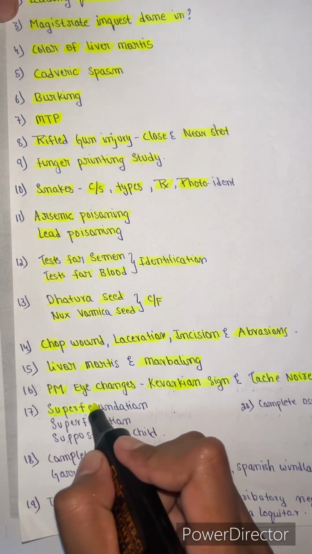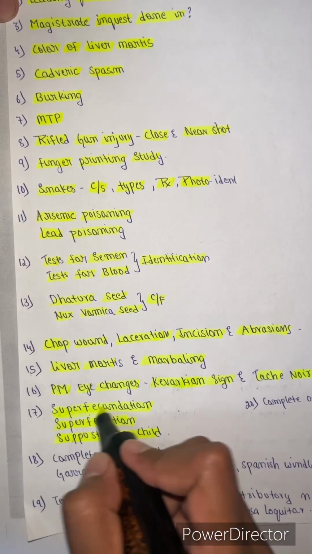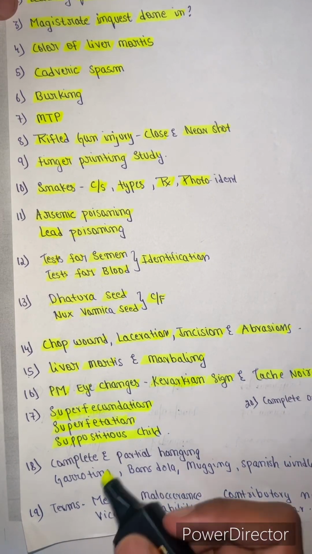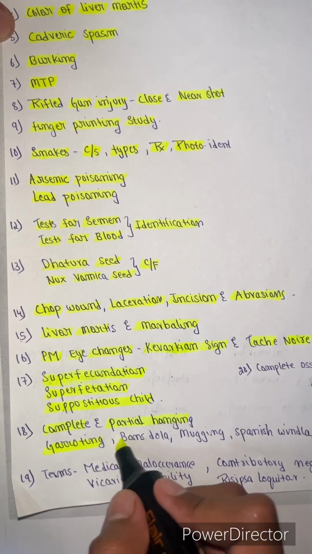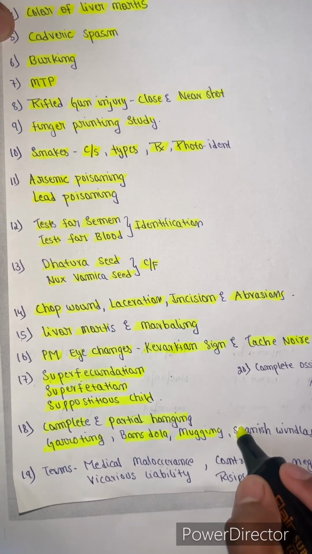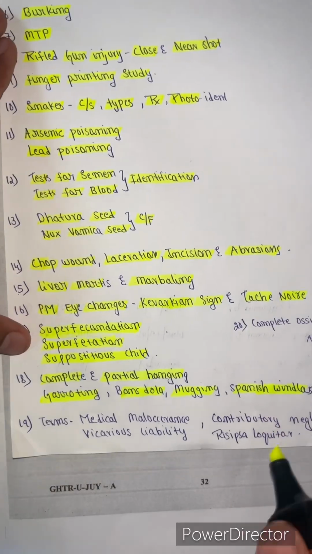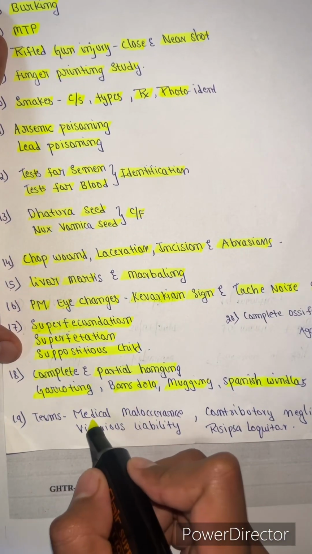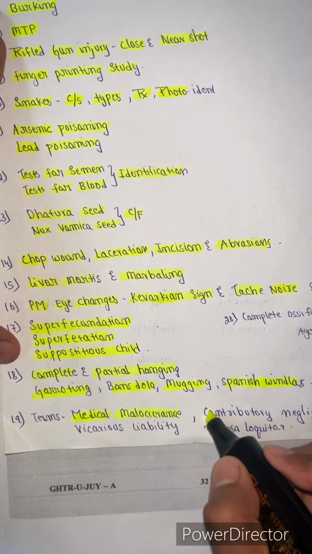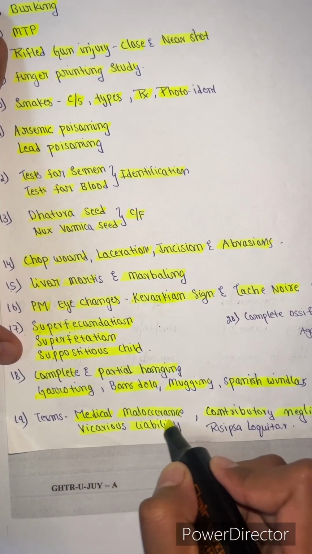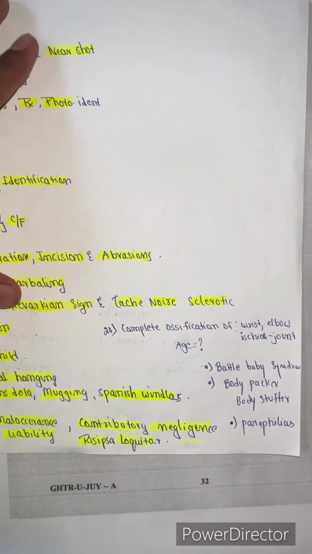Next, we have superfecundation, superfetation and suppositious child. It's also very important. You should definitely know about this. What are these terms? Now, next we have complete and partial hanging, and know what garroting is, how garroting will be, and Bansdola and mugging and Spanish windlass. Know the image also on these particular terms. Next, know these definitions also. What is medical maloccurrence, which is also act of God, what is contributory negligence, what is vicarious liability, and what is res ipsa loquitur or novus actus interveniens. You should know about this also.